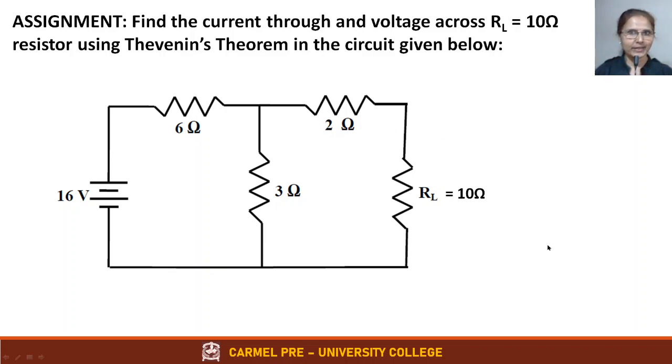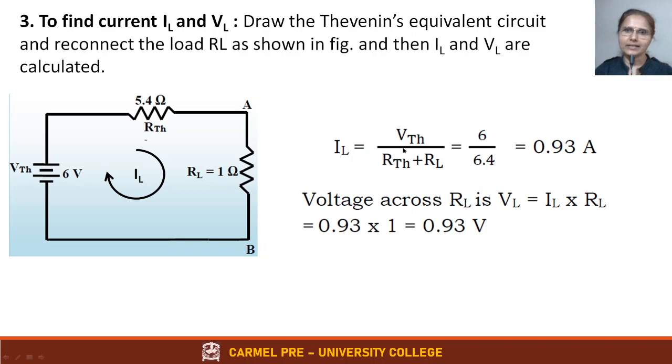Then you are going to write the Thevenin equivalent circuit, VThevenin, RThevenin with RL at the output. And then using the formula IL equal to VThevenin by RThevenin plus RL, you find IL, and voltage across RL is IL into RL, find that. This circuit you need to draw in the end.